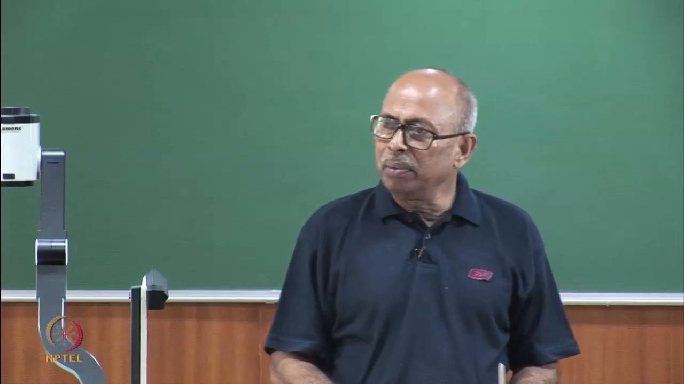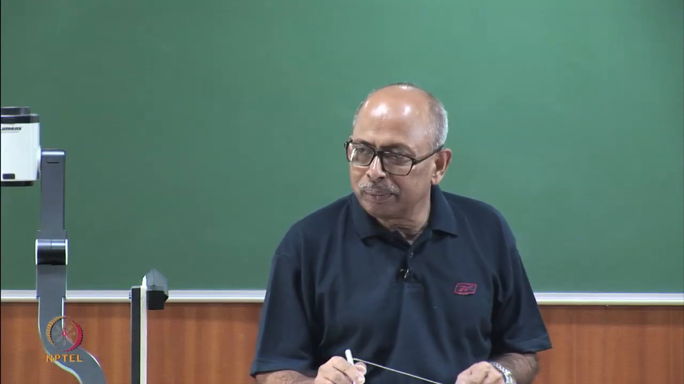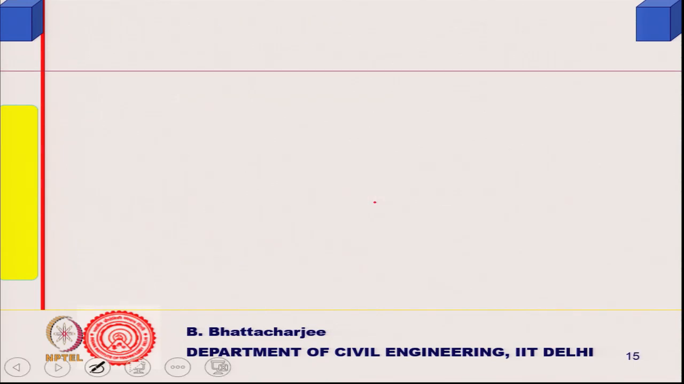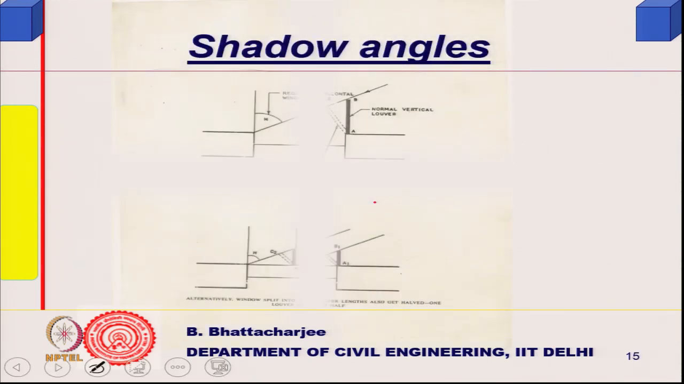So, at any point of time when you want to block the sun, that will depend upon this angle. This angle will control that actually, right. So, that is how one can define these angles.